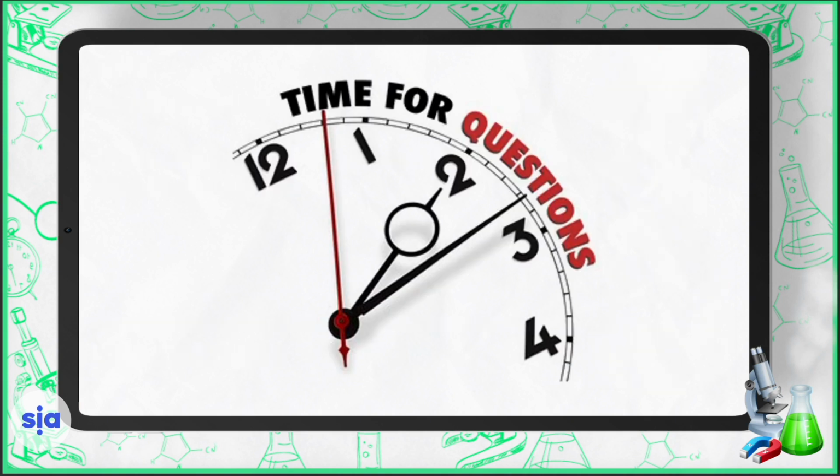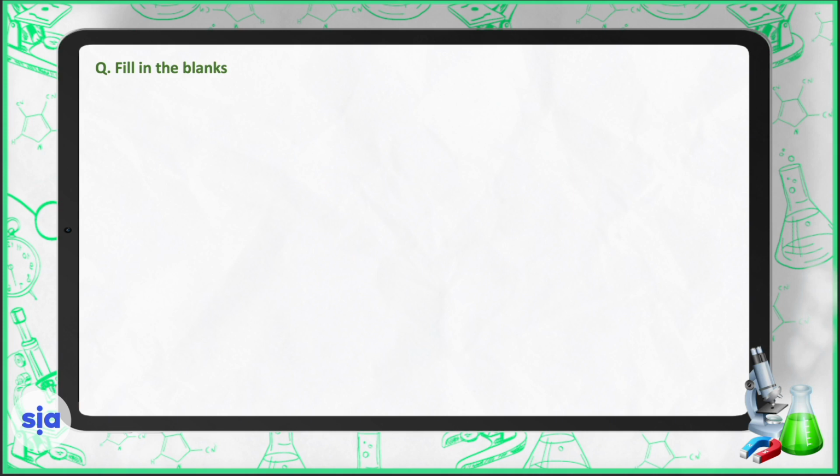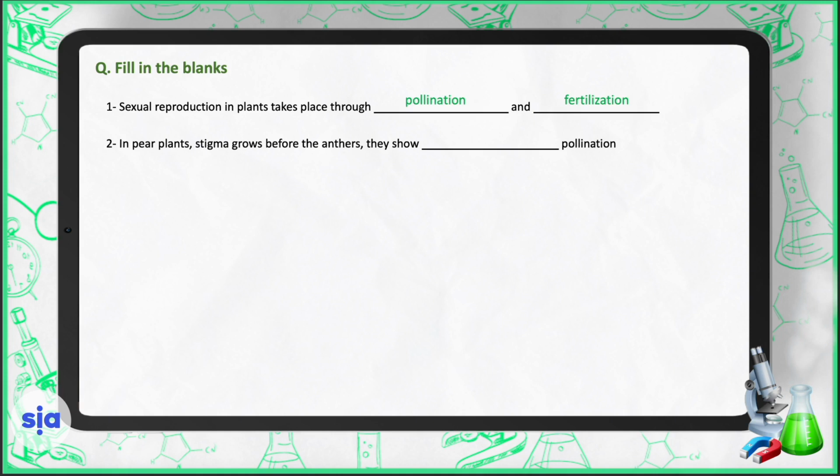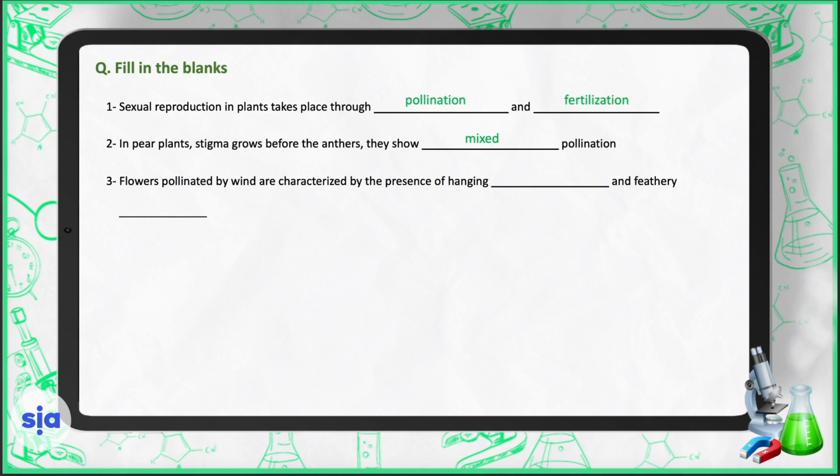Now it's time for questions. Fill in the blanks. Sexual reproduction in plants takes place through pollination and fertilization. In pear plants, the stigma grows before the anthers. They show mixed pollination. Flowers pollinated by wind are characterized by the presence of hanging anthers and feathery stigma. A zygote is produced as a result of fusion of male pollen and female ovum.